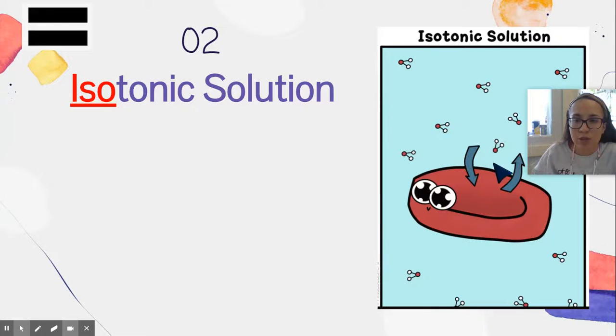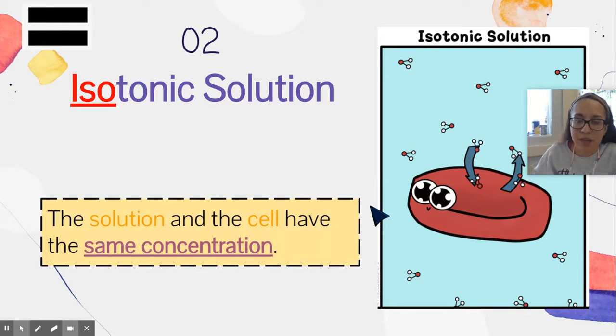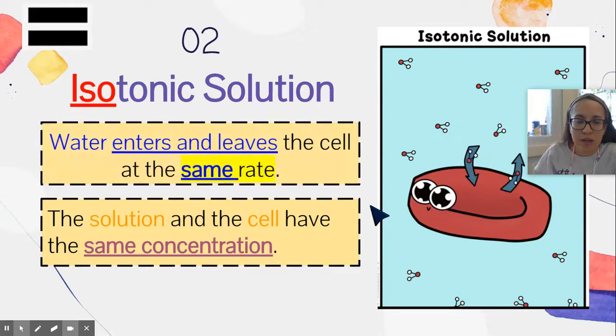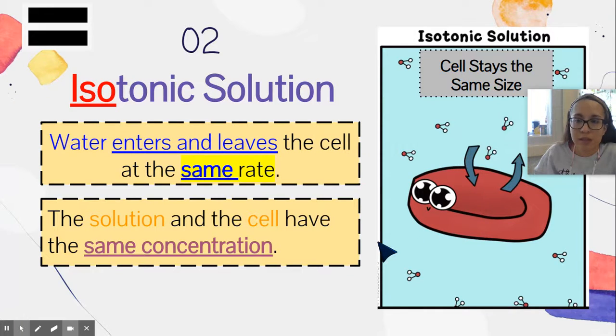In an isotonic solution, we can see water molecules moving in and out of the cell simultaneously at the same rate. So the solution and the cell have the same concentration. Water enters and leaves the cell at the same rate. So one way you can remember isotonic is balance, and they're moving in and out. This solution here is perfect for this cell here, for this animal red blood cell. So you can remember, I'm so perfect for isotonic, because water moves in as it moves out. So the cell stays the same size.